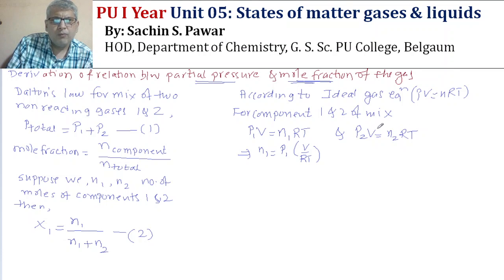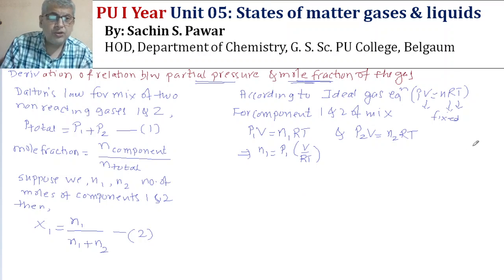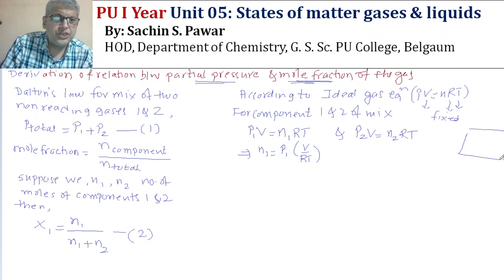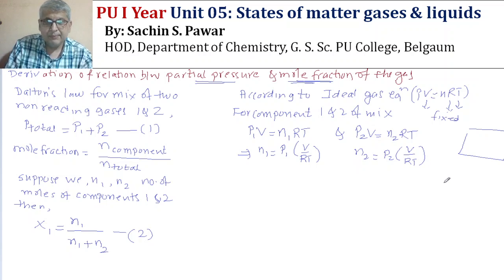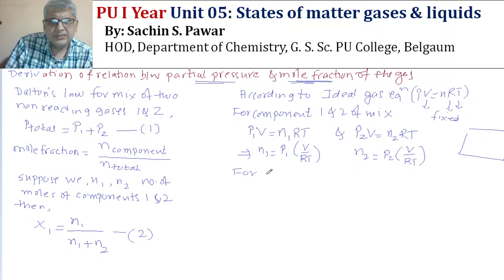Here the volume, temperature and R value are fixed, because we are taking the mixture of gas in a container which is not changing its volume, and at a fixed temperature, and the value of R is also constant, as you know, 8.314. So N1 I have got this. Similarly N2 I will get as P2 into V by RT.